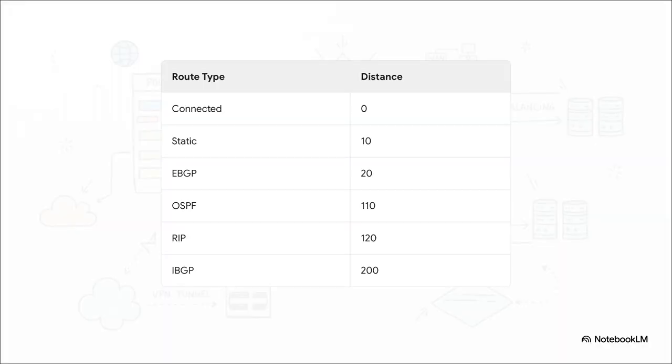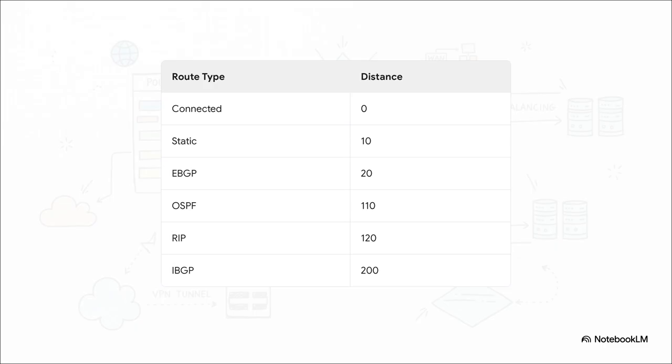The absolute first tiebreaker is administrative distance, or AD. Think of this as basically the trustworthiness of the route's source. The lower the distance, the higher the preference. So a directly connected route has a distance of 0, effortlessly beating a manually configured static route at 10, which in turn easily beats an OSPF dynamic route sitting at 110. The route with the lowest distance gets installed in the active routing table, and the others just become standby routes.